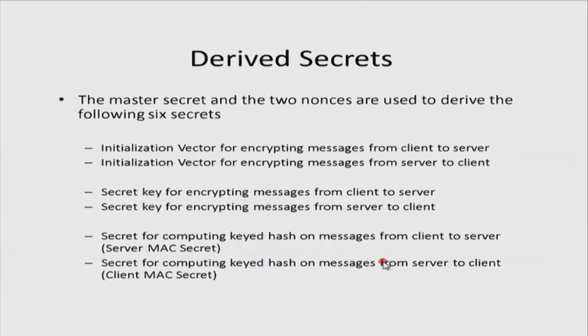And then finally, don't forget, one of the most important things is to integrity protect every message, and we do that using the MAC. Another term for that is the keyed hash. Because it's a keyed hash, you need a key. So a secret for computing the keyed hash or the MAC on messages from the client to the server. So the server MAC secret and a client MAC secret. So both sides should know all these 6 secrets to be able to encrypt and decrypt, or to be able to integrity protect and to verify the MAC.